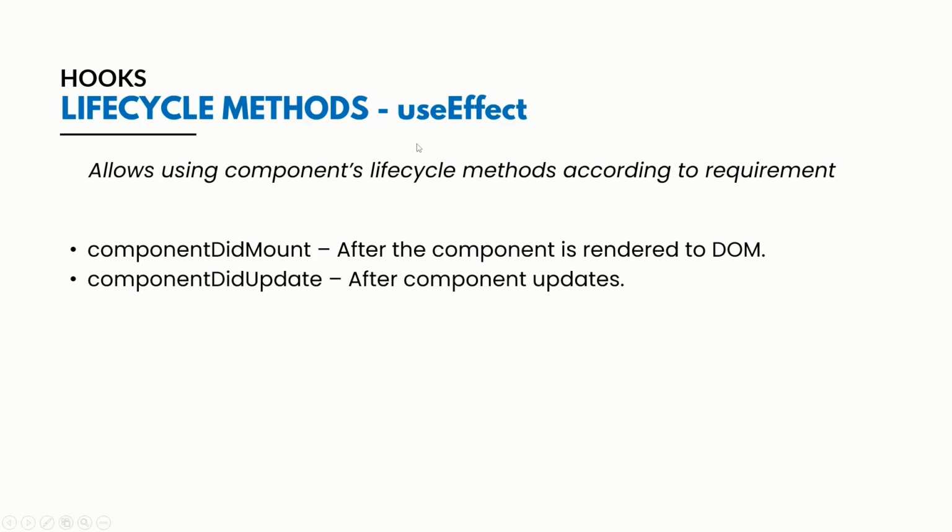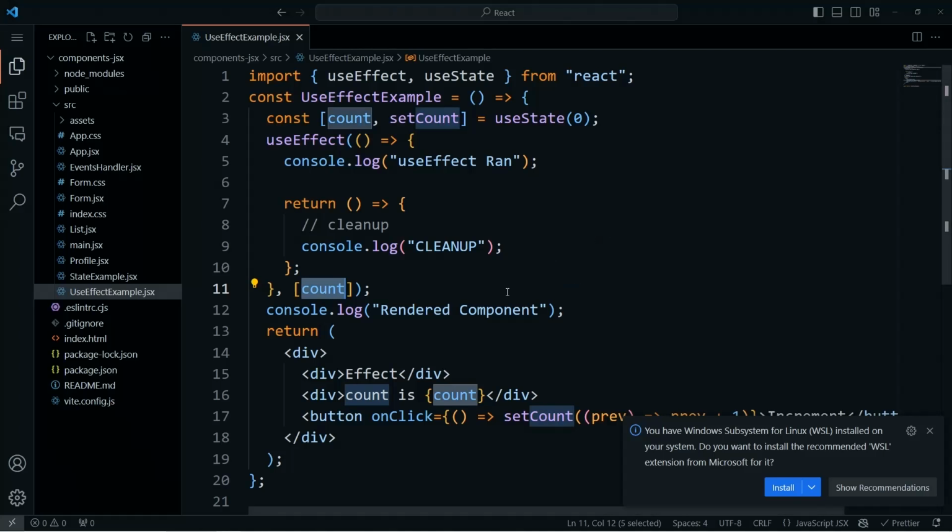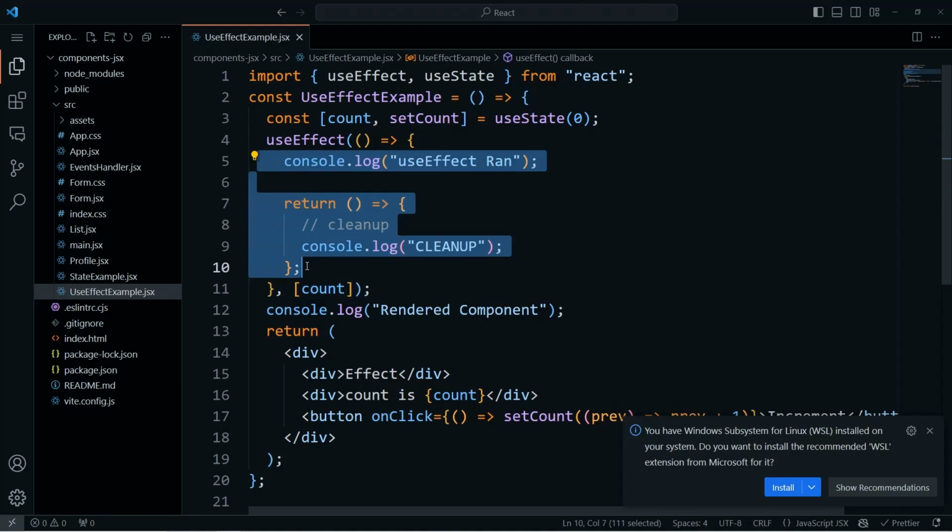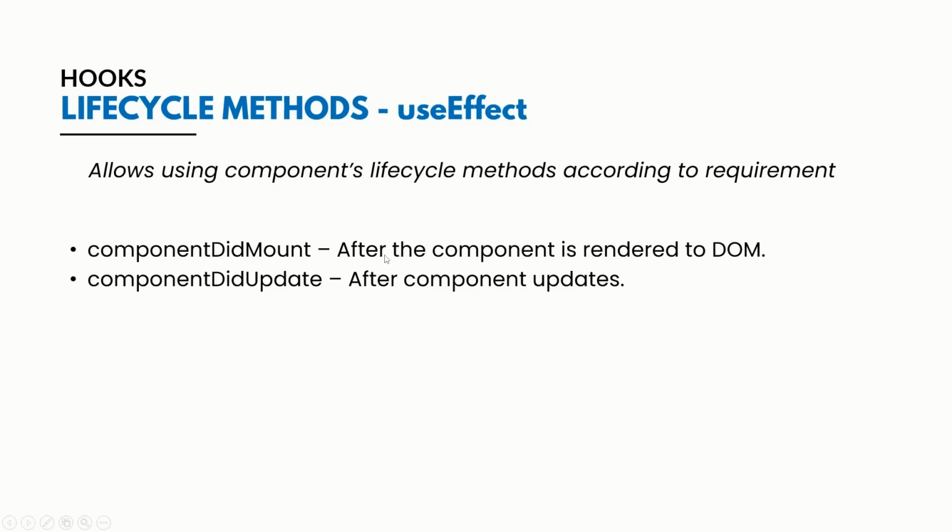And we have another function, componentDidUpdate. After any state updates inside the component, it gets executed. We already did that. We added an item inside the dependency array, which is the count. So whenever the count changes, the useEffect code will rerun. So we have already achieved that with the help of useEffect.